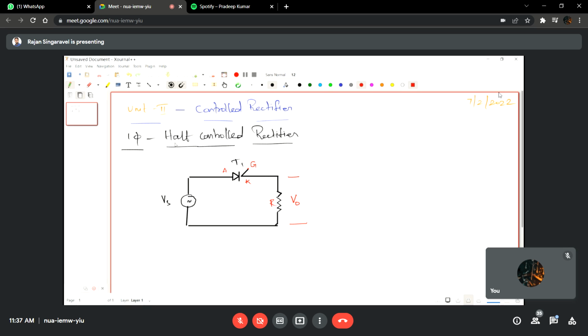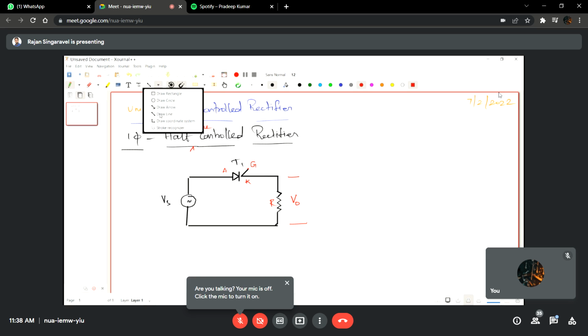So that's why we call this a half wave controlled rectifier. Sorry, this is not a half controlled rectifier, it is a half wave rectifier or half wave controlled rectifier. A half controlled rectifier is a bit different, so don't get confused with that. This is a half wave controlled rectifier. It means that only the half wave of the input supply is rectified or controlled, right?